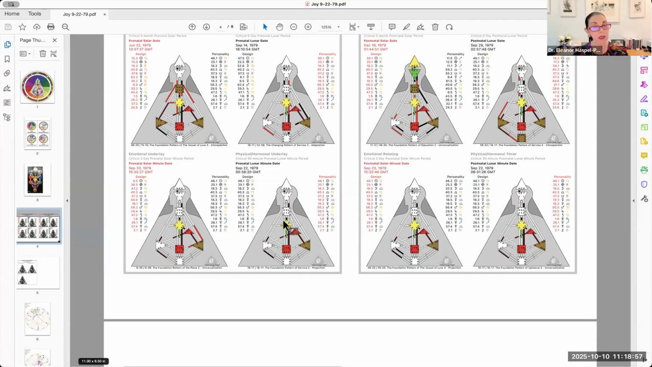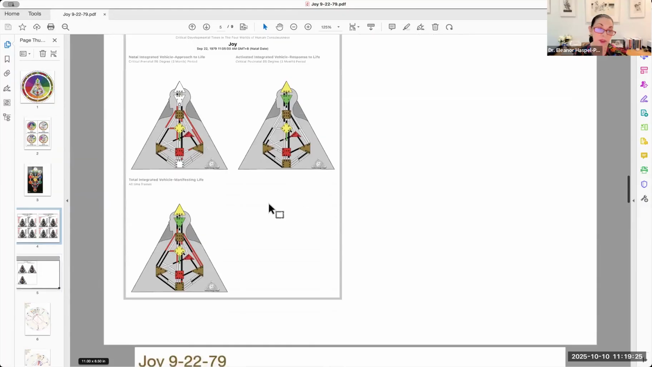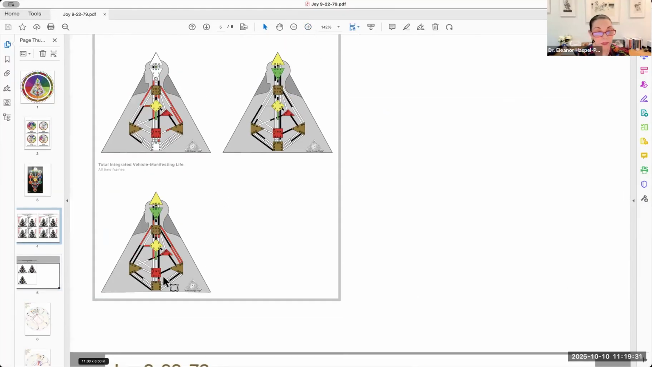So the important component for you comes in a week after you were born, when the 58/18th channel that goes from the root to the splenic center activates the 48th hexagram. So I'm going to flip to the composite design. I'm going to make it bigger because that's so important in how you function, Joy.